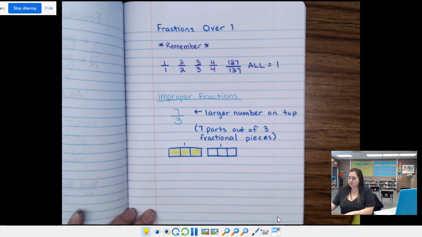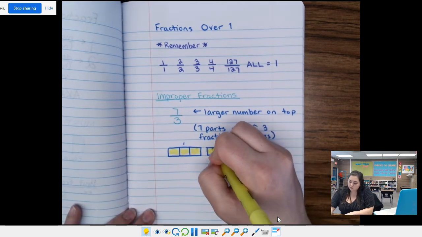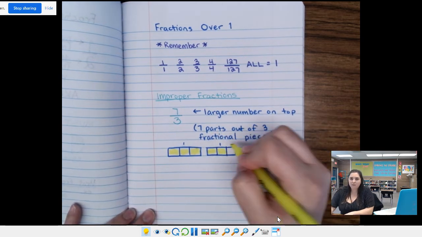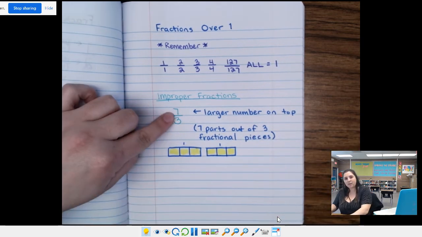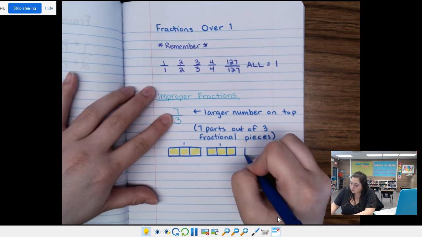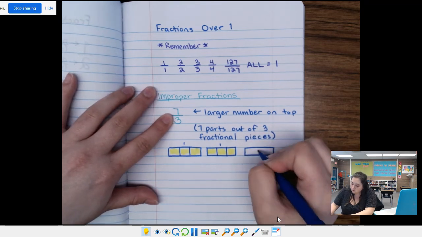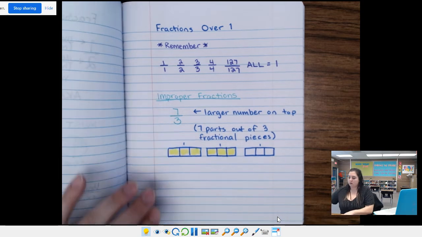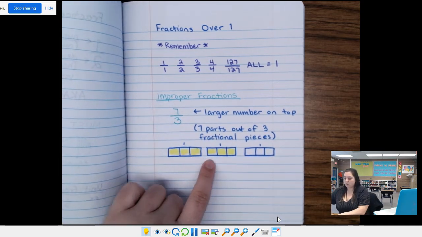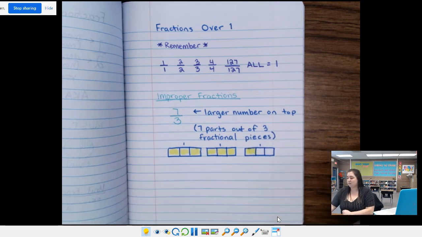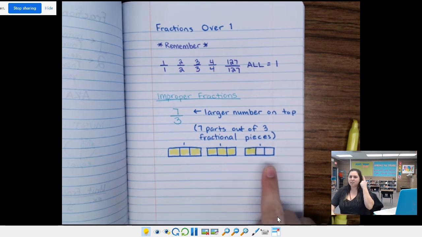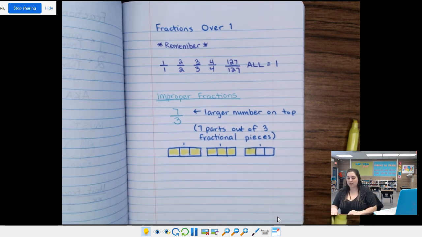I had 3/3, 4/3, 5/3, 6/3. But wait, I have 7. So I'm going to need another one of these. So I have 1, 2, 3, 4, 5, 6/3, 7/3. Oh, see, when I think 7/3, this isn't exactly what I'm trying to picture in my head. There's an easier way to say that.